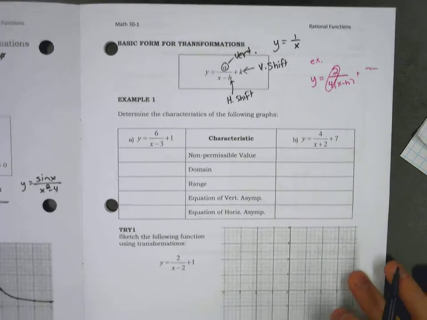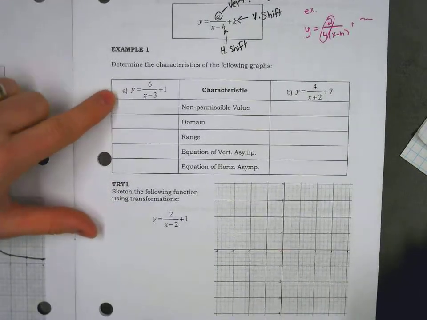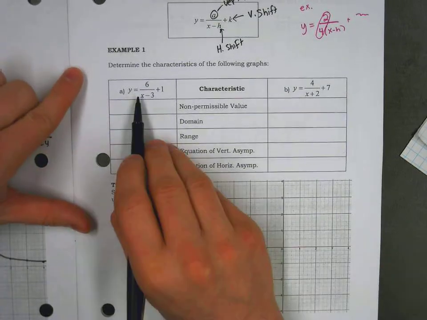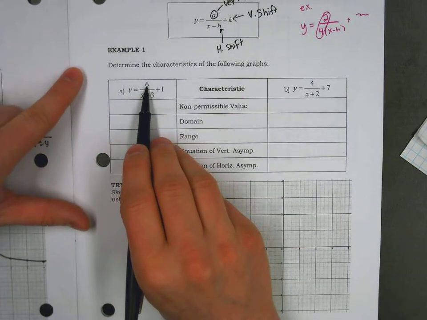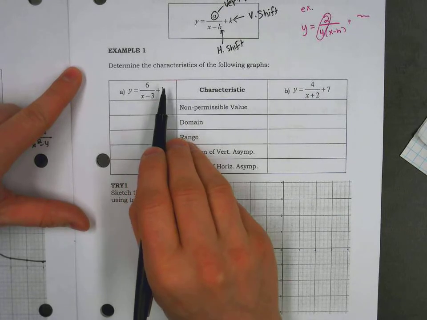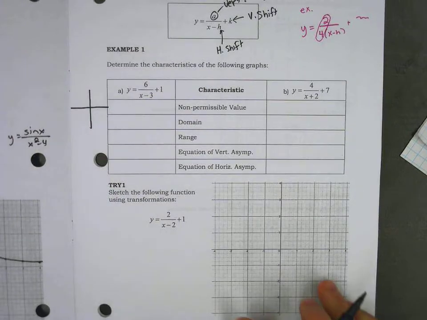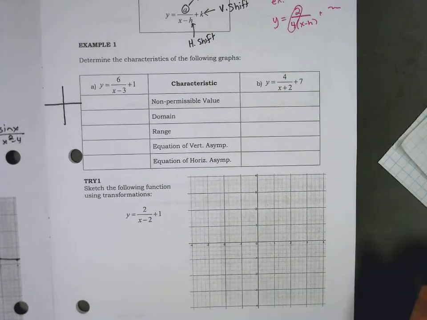So under example 1, we've got some characteristics, and they're all really tied closely together. I see a vertical stretch by a factor of 6, 3 to the right, 1 up. So you're envisioning this rational function, base function, stretching vertically by a factor of 6.